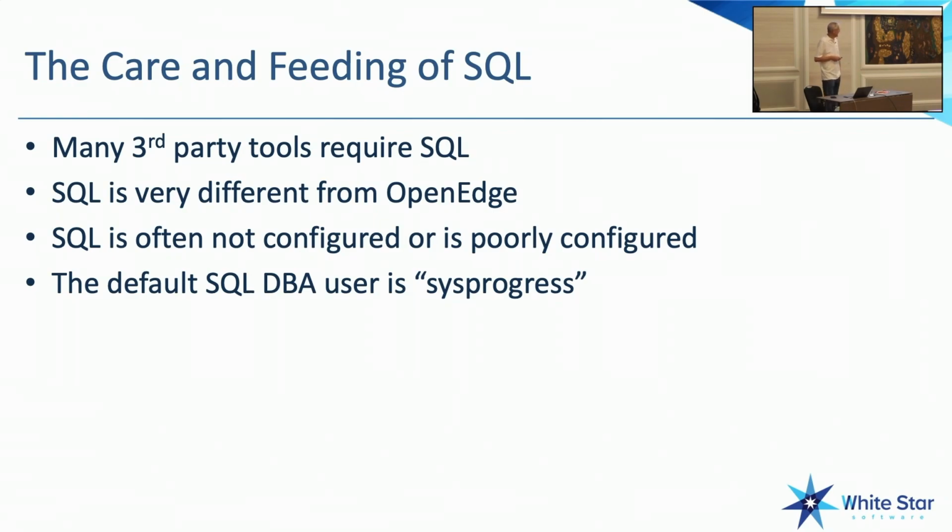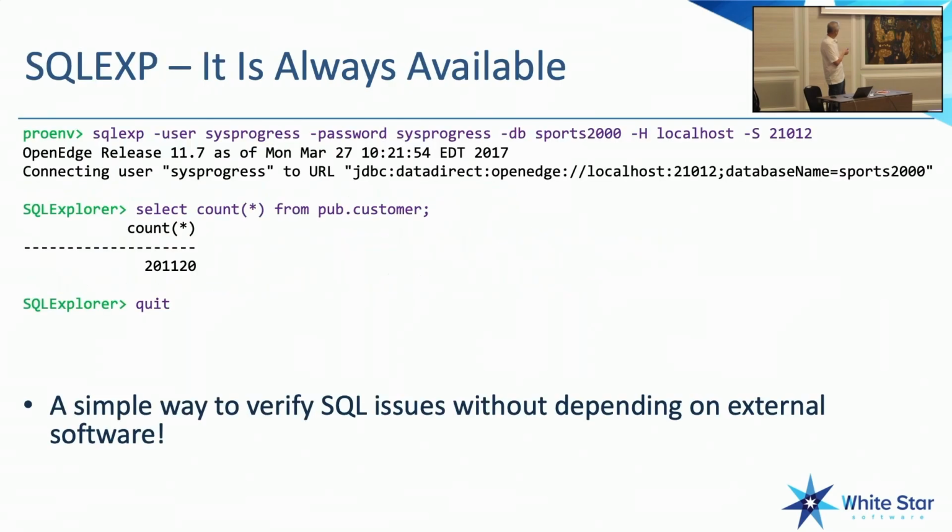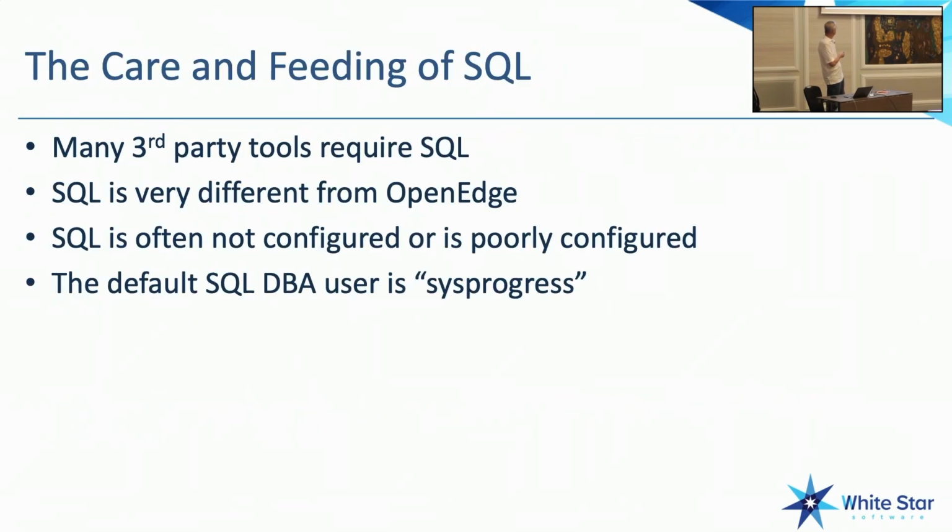SQL is also not necessarily well configured in an OpenEdge database. It doesn't get a lot of care and attention, and there's a lot of opportunities to make it better. If you don't know, maybe you inherited a database that has SQL in it. The default DBA is sysprogress. And if you don't know what the SQL login is, it's worth giving a try to sysprogress with a password of sysprogress. It works about half the time. Security tip for you: you might want to change that password if you're using it.